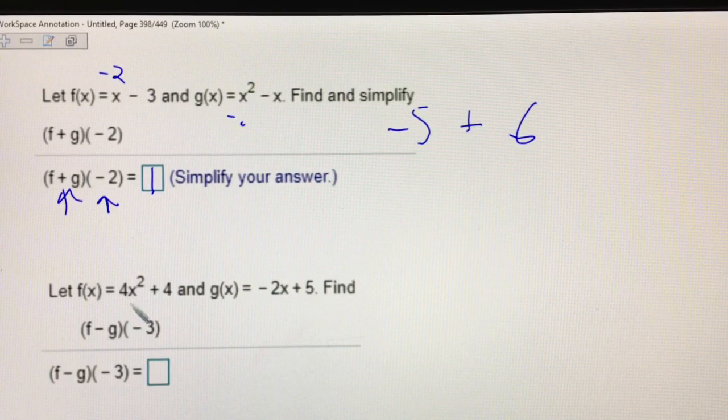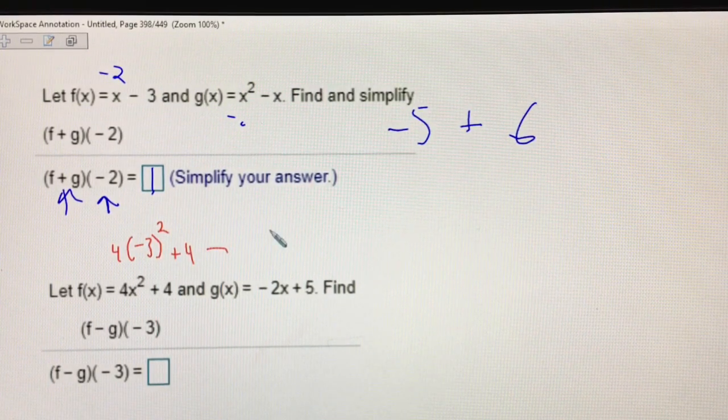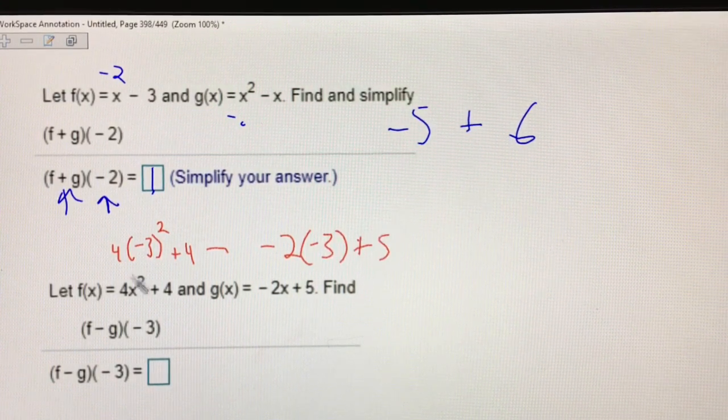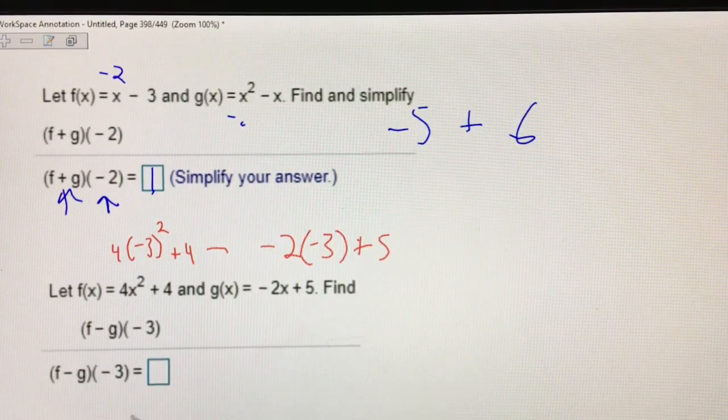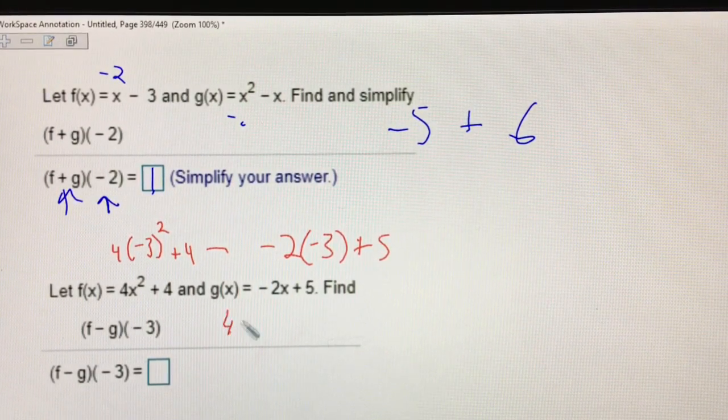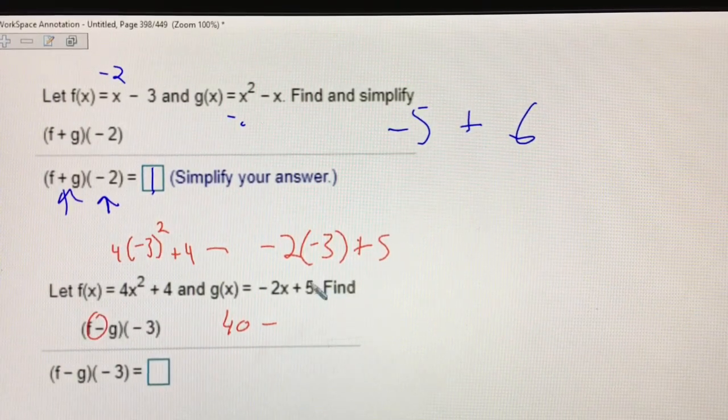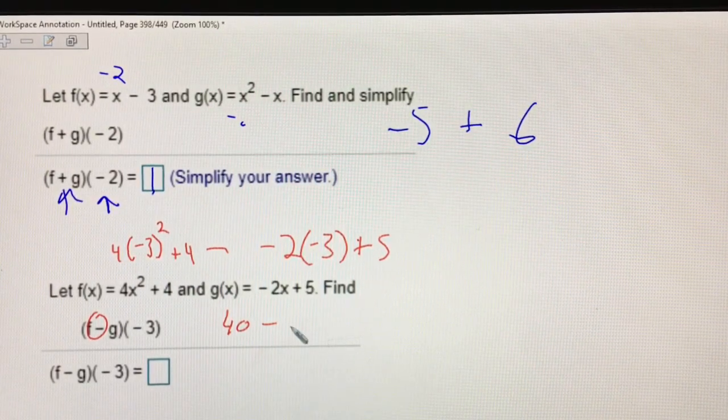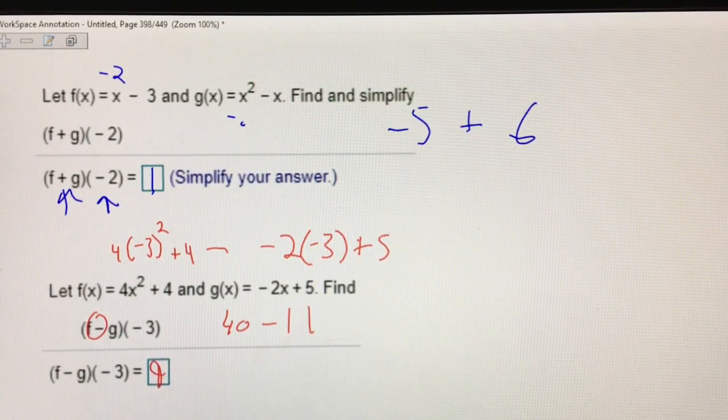Now I want to subtract them. I'm going to put negative 3 in. So the first one would be 4 times negative 3 squared plus 4. And then I would subtract 2 times negative 3 plus 5. So let's see, this is going to be 9 times 4, 36, plus 4 is 40. And then minus, because I have to subtract that. 40 minus, now I'm going to take that negative 3 and plug it in there. And that's going to give me positive 6, plus 5 is 11. So 40 minus 11 should be 9.